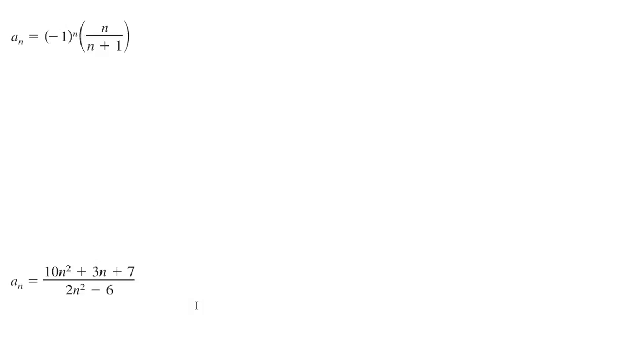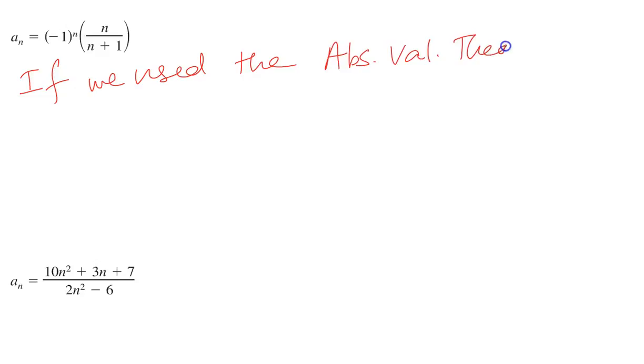Alright guys, determine the convergence or divergence of this sequence. Now the presence of negative 1 to the power n indicates that the terms are going to be alternating in sign. So guys, you might say, let's make all the terms positive by absolute valuing it and finding the limit of the absolute valued sequence. Makes perfect sense, so I will write if we used the absolute value theorem, then what do we have?